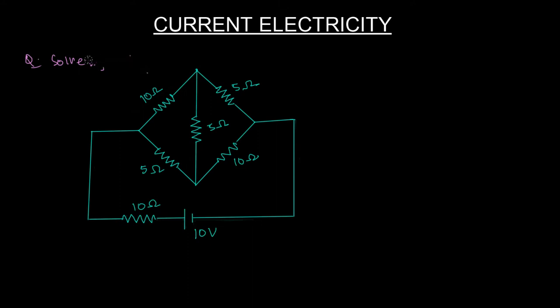So normally this is the question: solve. And when I say solve, I actually want you to find out the current in all the branches, right? Now let me arbitrarily, we have said we arbitrarily take the values without bothering about their directions, without bothering about anything, okay?